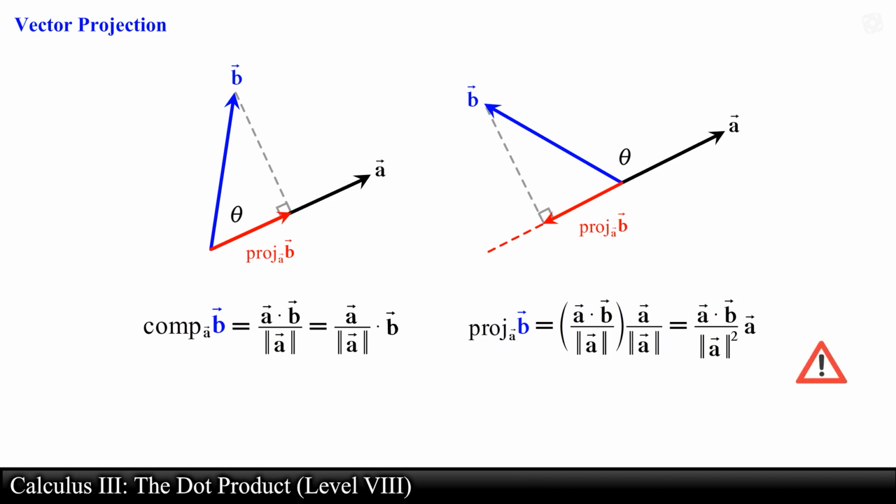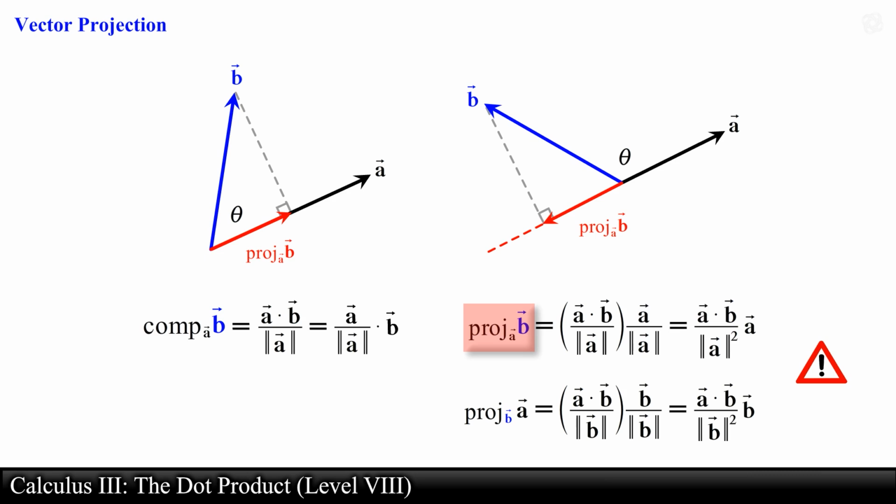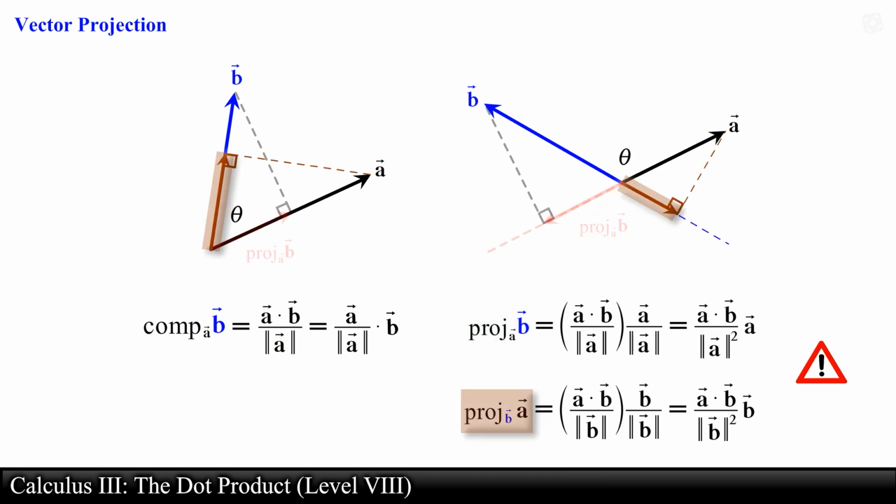One last thing to note is that we need to be very careful with our notation. The vector projection of vector B onto vector A will generate a totally different vector when compared to the vector projection of vector A onto vector B, assuming that both vector A and vector B are distinct vectors. In the first expression, the vector generated will be parallel to vector A, while in the second expression, the vector generated will be parallel to vector B. So be careful with the notation, and make sure you double check that you're finding the correct vector projection.